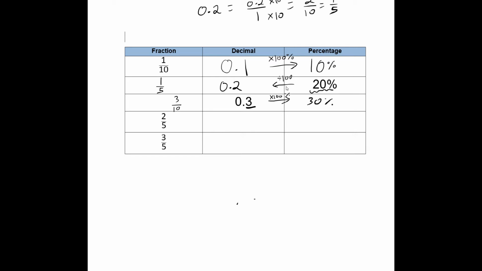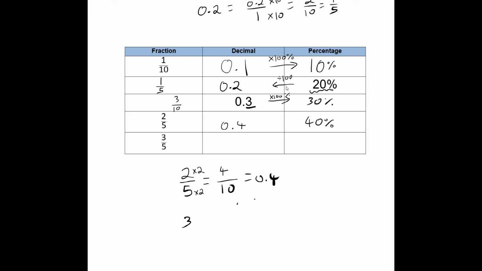To change 2/5 into a decimal, we could use a calculator, 2 divided by 5, but it would be very easy just to say that this is 2/5, and to make the bottom, or the denominator, into 10, we multiply by 2. So I would have to multiply the top by 2, the numerator by 2, giving me 4/10, which is 0.4. So I have 0.4 as a decimal. To change this into a percentage, I multiply by 100%, giving me 40%.